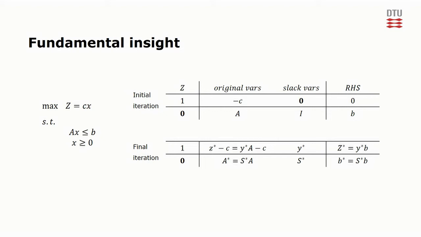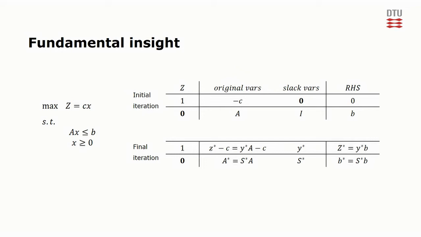Notice that the coefficients under the original variables in the final tableau are determined only by the original parameters A and C, as well as the coefficients under the slack variables in the final tableau. We refer to the coefficients under the slack variables as the shadow prices, or y star, and we'll discuss those further in a minute. The remaining values of the final tableau of the original variable columns can be determined using the remaining values under the slack variables, also referred to as S star. The right-hand side values can similarly be determined from these values as shown in the tableau.